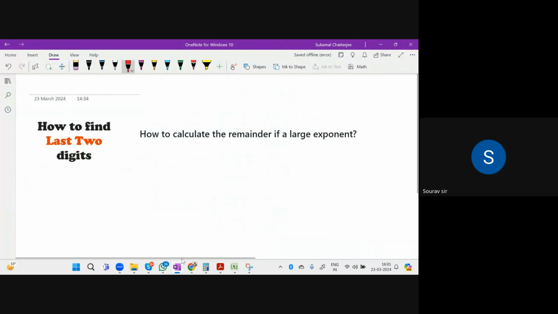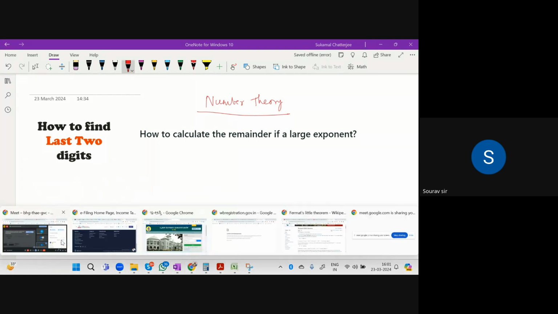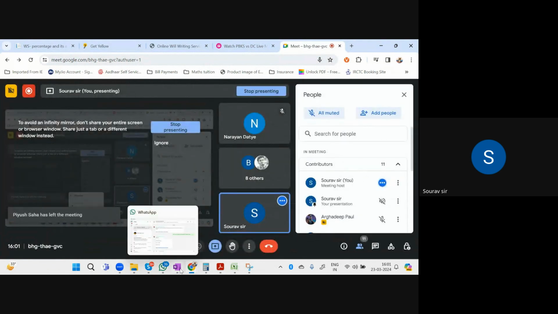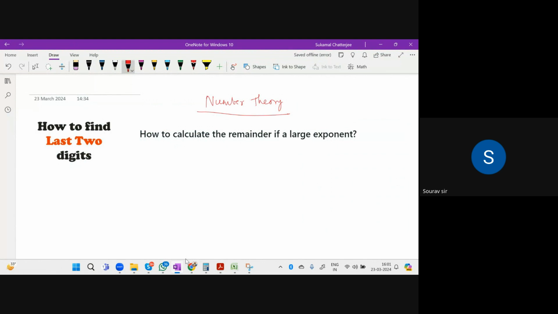Okay, so today we will do number theory, and I will do specifically a few topics on number theory. The first topic is how to find the last two digits of a power of a number. For example, if I ask you what would be the last two digits of 21 to the power 68?